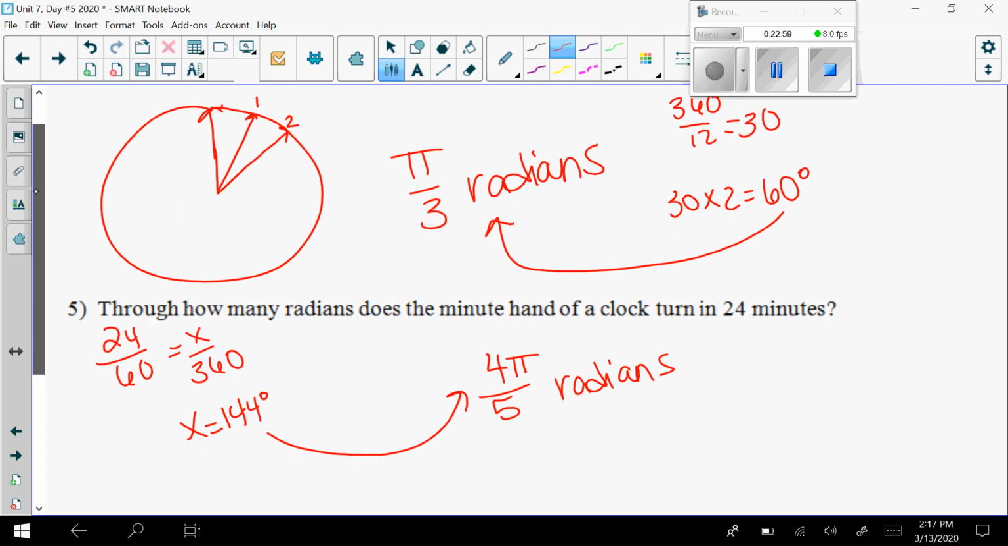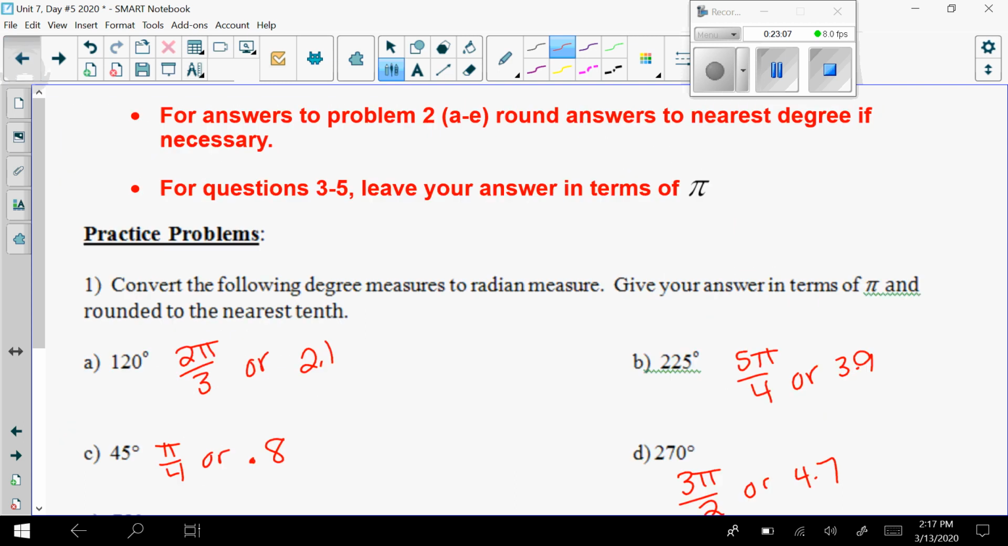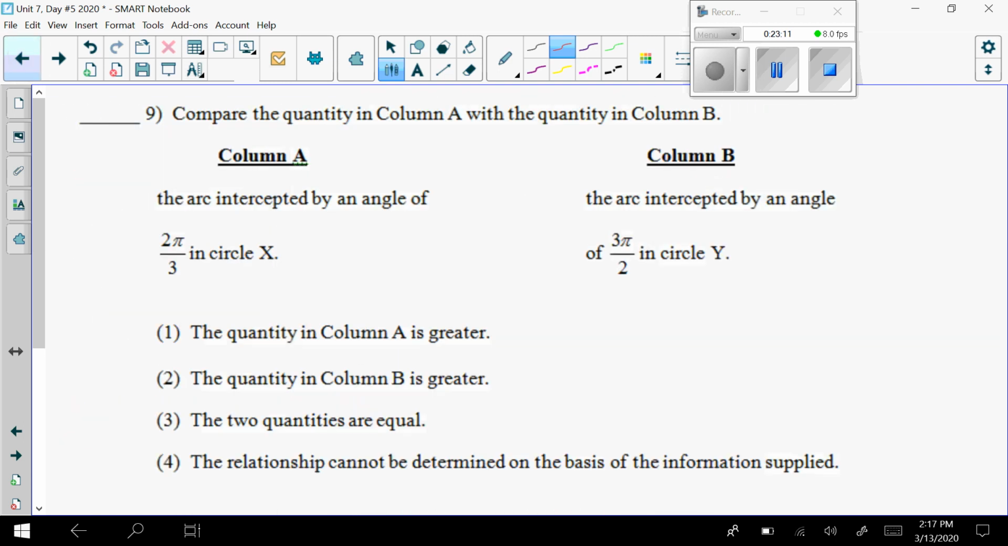These are a little harder, 4 and 5, good challenge questions though. All right, so now I just have to go back to these ones that we didn't do earlier. 9 and 10 are the last ones that we have to do in the day. So pause the video and try them.